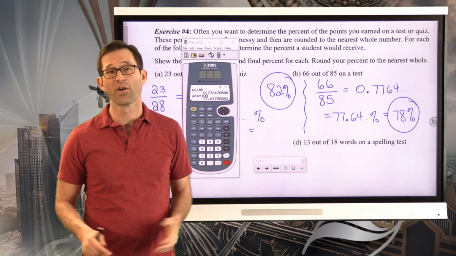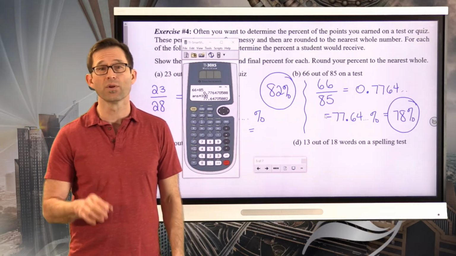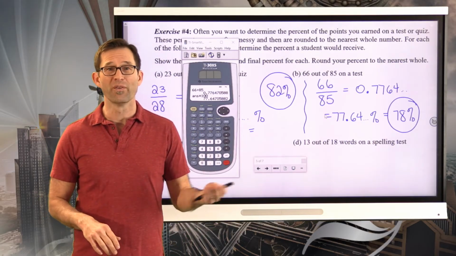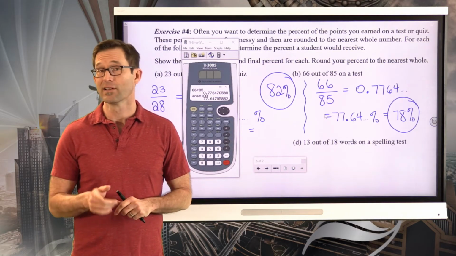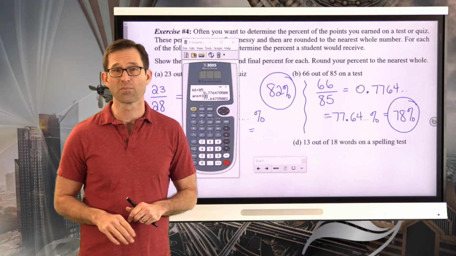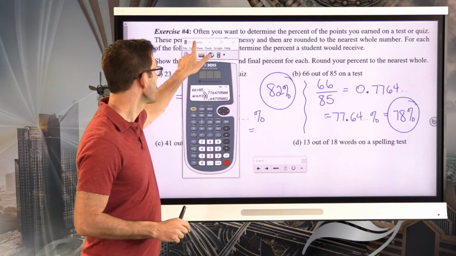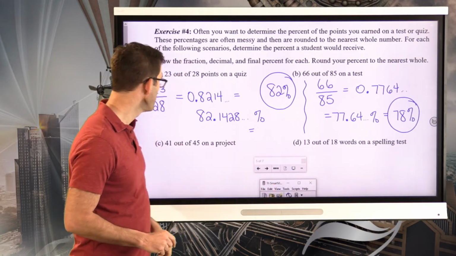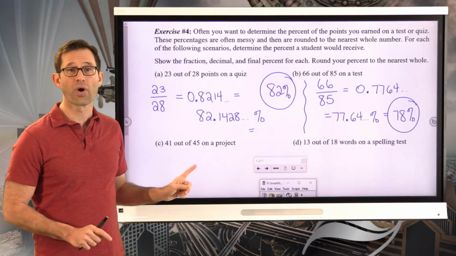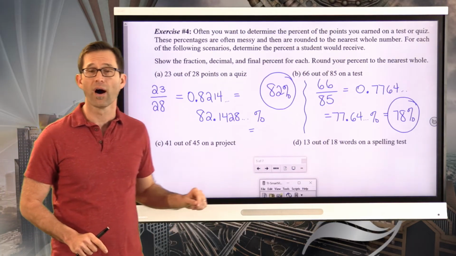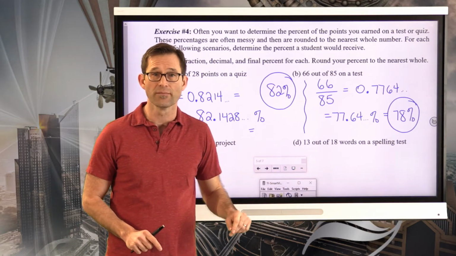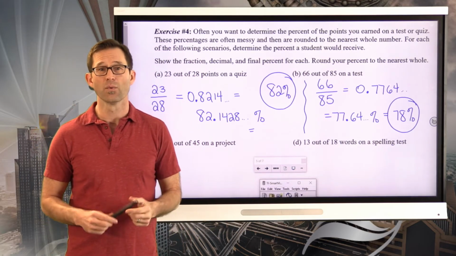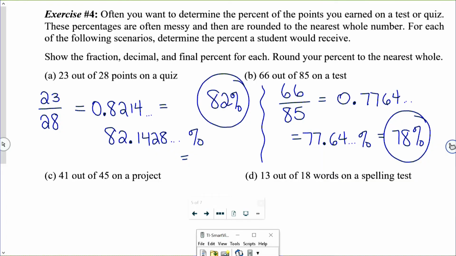And again, it's very, very often the case, especially if teachers give you a test that's not out of 100 or 50 or 25 or 20, your percentages are going to be kind of ugly unless you get 100% every time. Then that's pretty easy. Anyhow, what I'd like you to do is pause the video now and figure out what percent you got on this project if you got a 41 out of a 45, and what percent you maybe got on a spelling test if you got 13 out of 18. Pause the video now and see what you have.